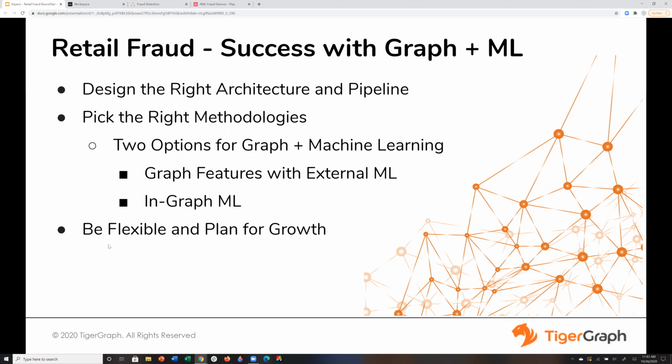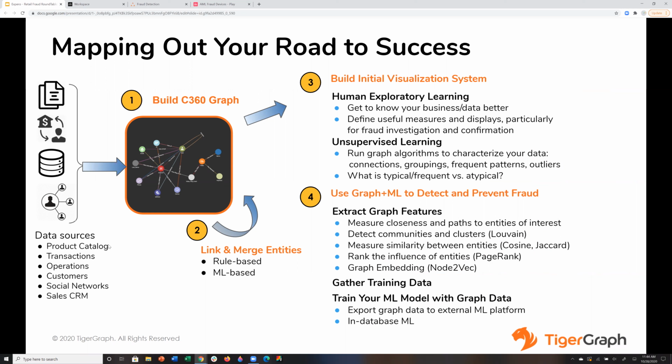I'm going to try to talk about, okay, you want to get started. So how can we do this? I'm going to try to give you a pretty simple map for a road to success. You've got your data sources. You want to bring them into a graph. And we often call this a 360 graph because you're merging multiple sources. It's giving you a larger, more holistic view of your environment.